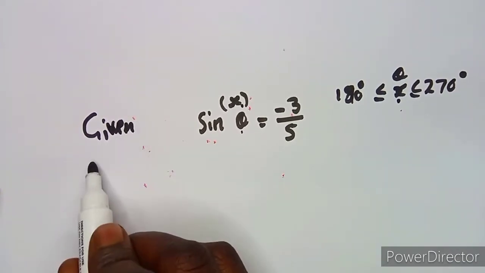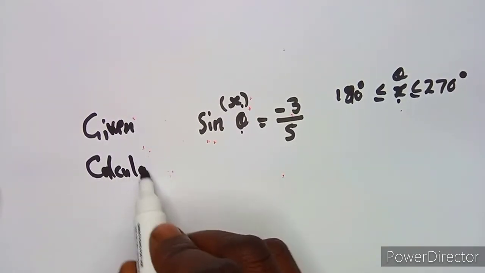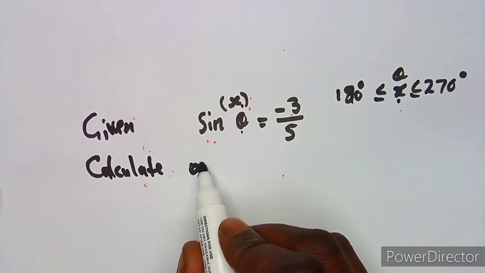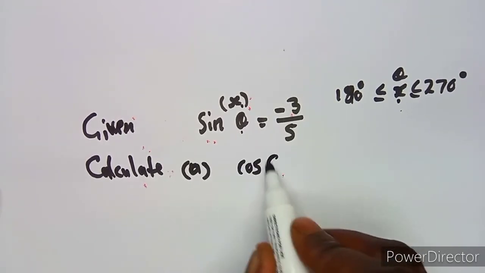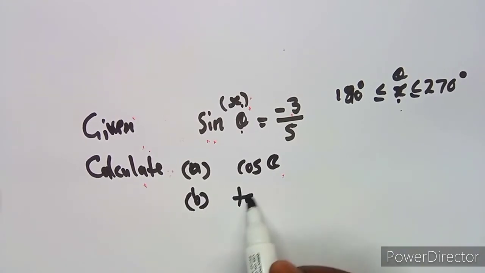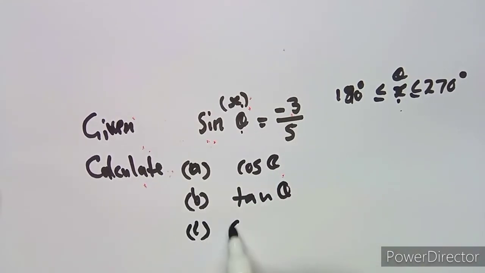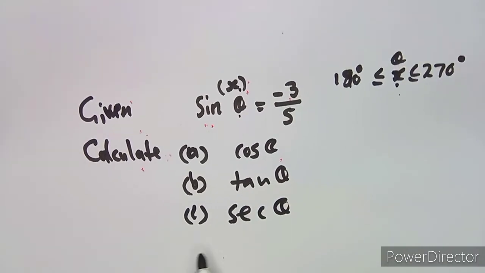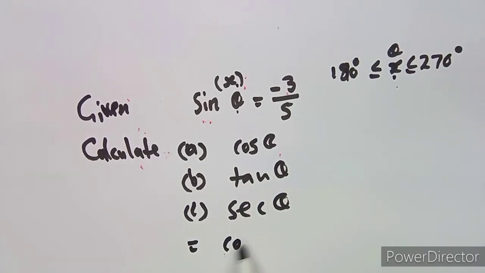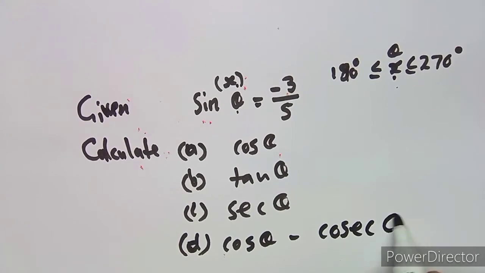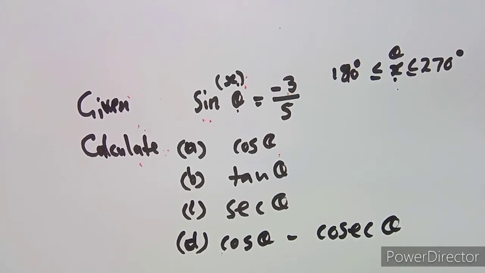All right. Then we want to calculate, or find, these trig values: cos theta, tan theta, sec theta. Then let's just say cos theta minus cosec theta, like that. So these can be the questions that they can ask you. So how do you answer such type of a question? This is the part that we want to focus on.